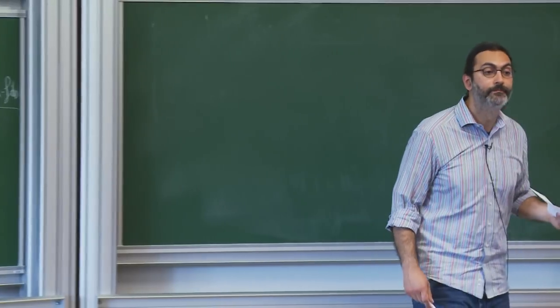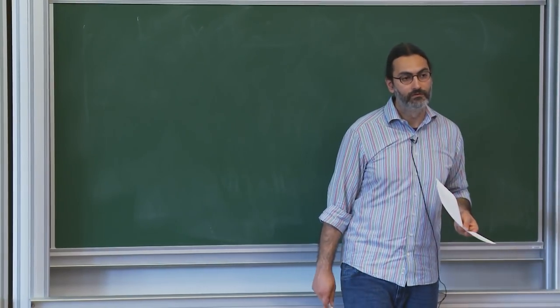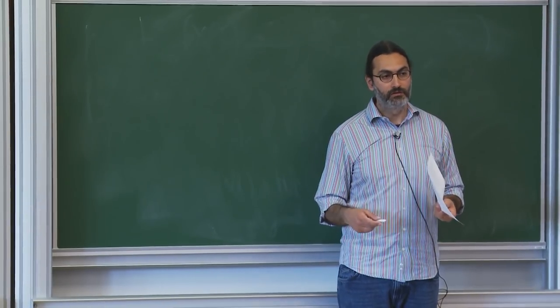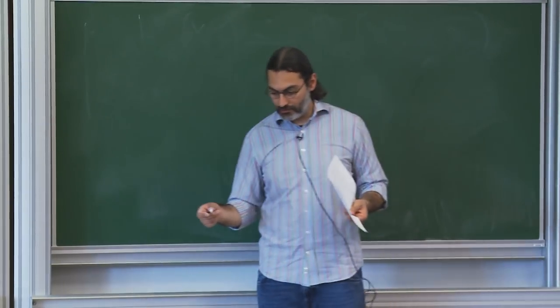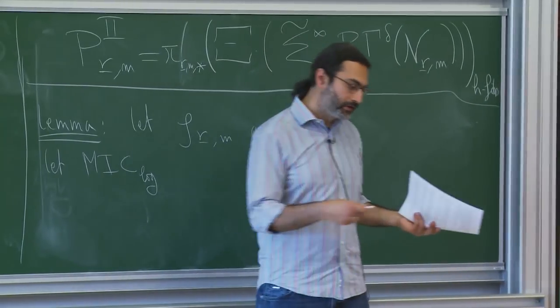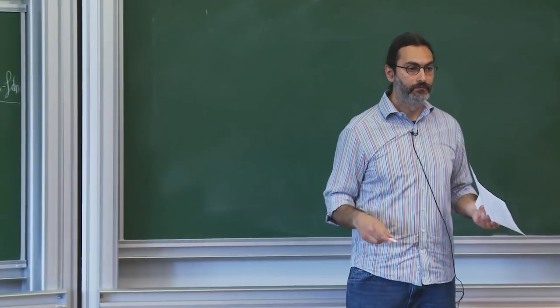Successive extension. Sorry, the same as successive extension? No, it's not the same. It's more restrictive. You might have more extensions between one and one which are not logarithmic. Extensions of one and one are classified by the H1 de Rham, and I'm just looking at those which are in the image of the d-log map.